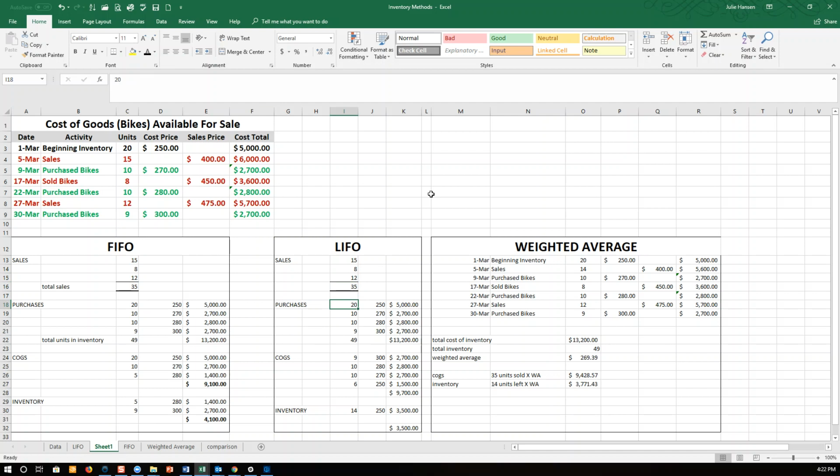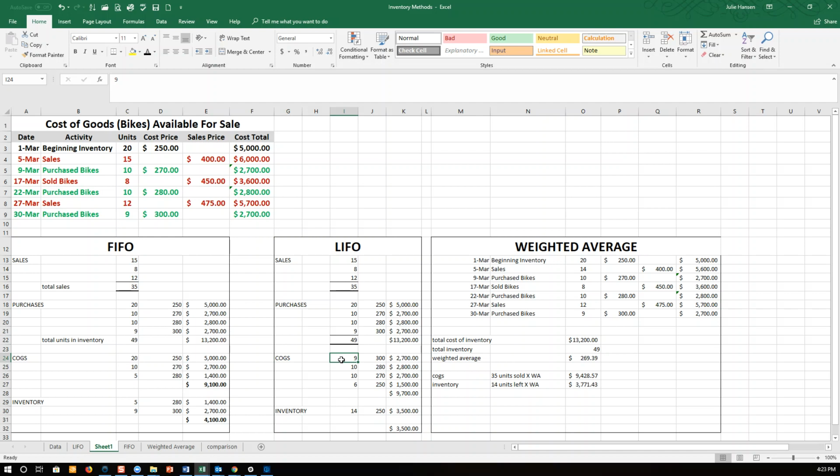So again, here's my purchases. They're exactly the same as what's over here. I just repeated it. And at the end of the day, I had 49 total purchases throughout the month. Those are inventory items, but I only sold 35 of those 49. So now to come up with the cost of goods sold using LIFO, instead of starting at the top and going down, which is what we did over here, I'm going to start at the bottom and go up. Remember, I need to go find 35 items.